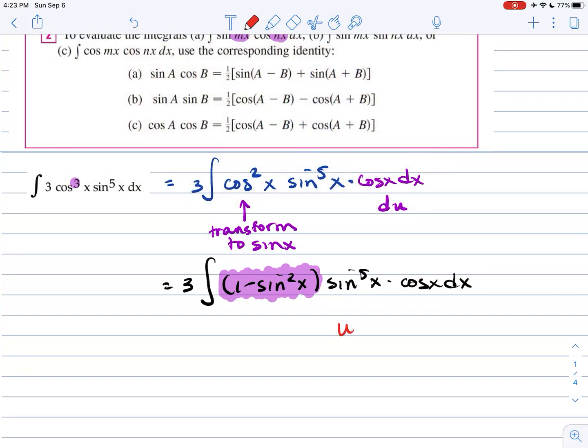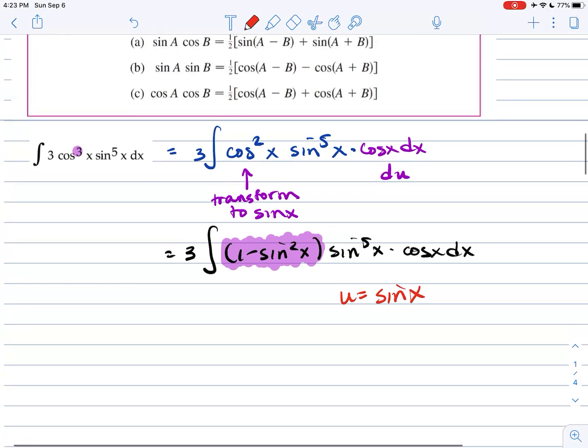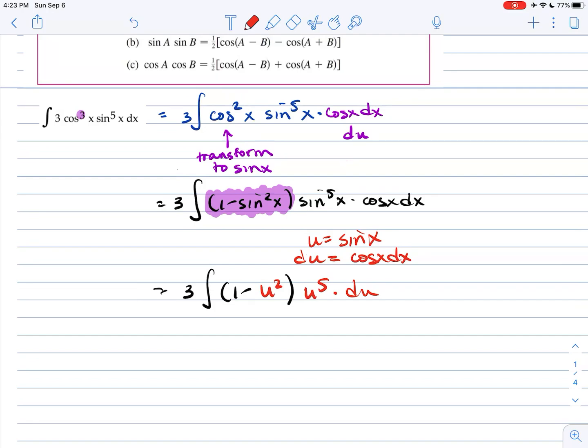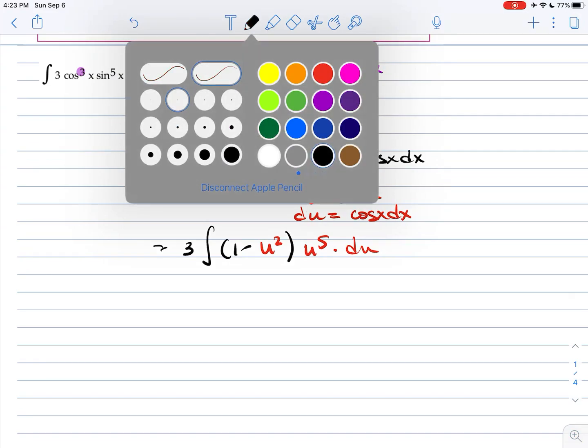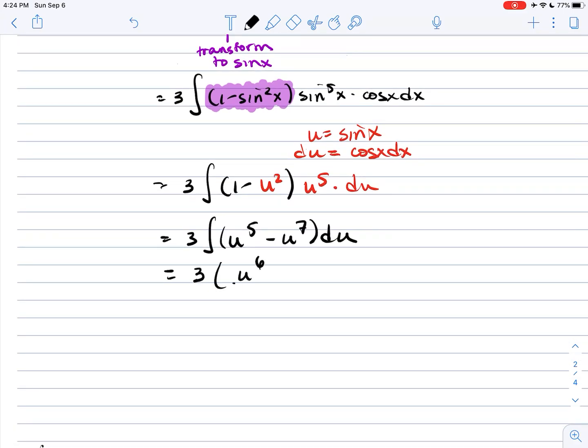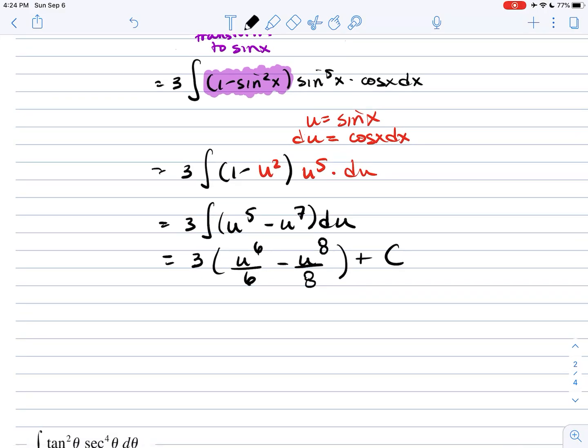Now, since my cosine x dx is part of the du, I can say let u equal sine x, then my du is going to be cosine x dx, and now I can make my substitutions. And this is going to be 3 times 1 minus u squared times u to the 5th times du. And notice that that transforms into an easily integrable algebraic expression. We want to make sure that we clear our parentheses before we integrate. And we will end up with 3 times u to the 6th over 6 minus u to the 8th over 8 plus c.